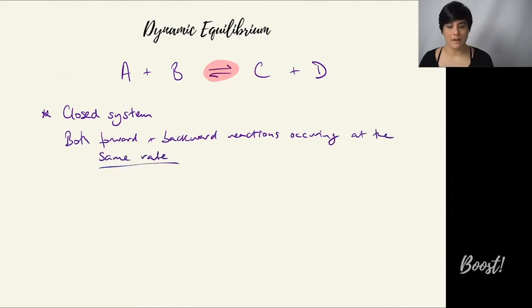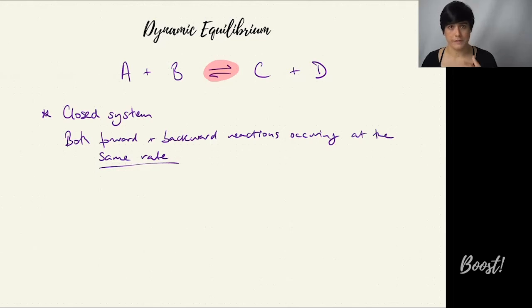So when you have a reversible reaction in a closed system, and they reach a point where both the forward reaction and the backward reaction are happening at the same rate, that's when we can say that we've reached a dynamic equilibrium. The word dynamic means that both of the reactions are still taking place, and the equilibrium part means that both of the reactions are happening at the same rate.